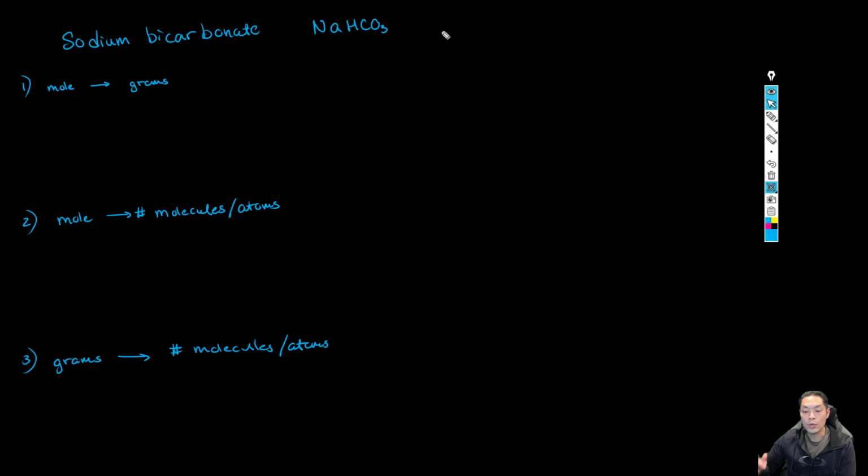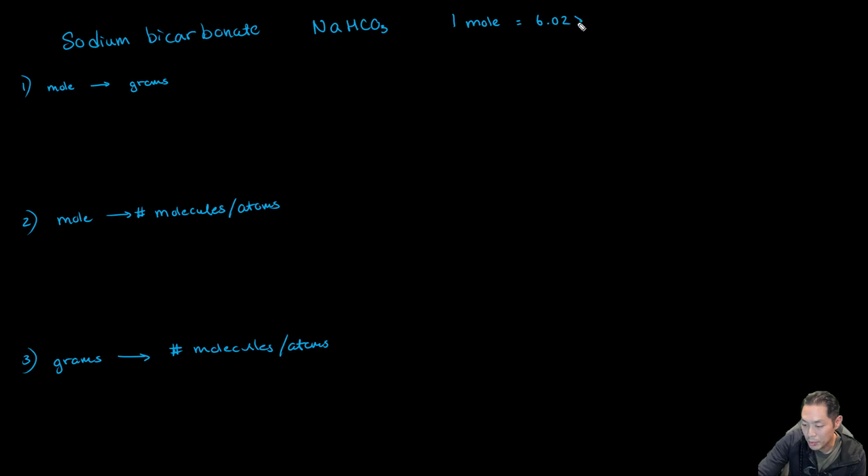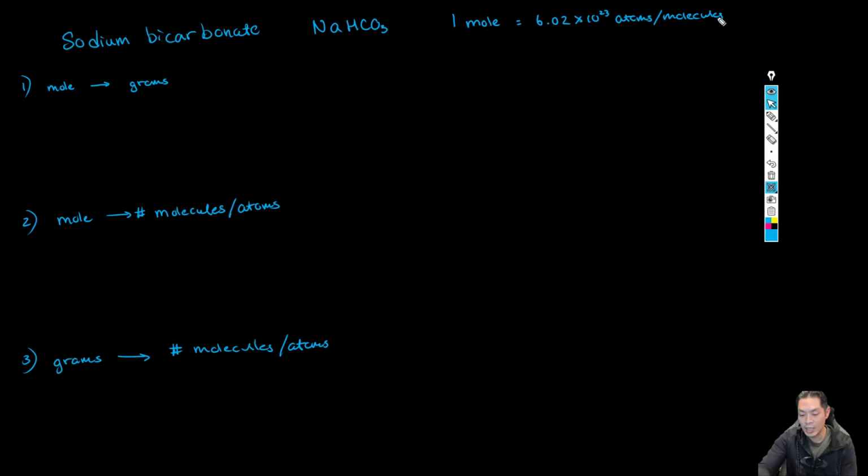There's a couple ratios that you want to know. The first one is what a mole is. A mole is just a way of counting. So 1 mole is equal to 6.02 times 10 to the 23 atoms or molecules. Again, depending on what's going on. So if it's sodium bicarbonate, 1 mole is 6.02 times 10 to the 23 molecules of NaHCO3 or sodium bicarbonate.